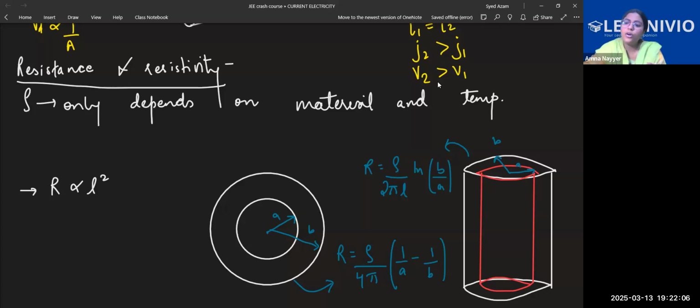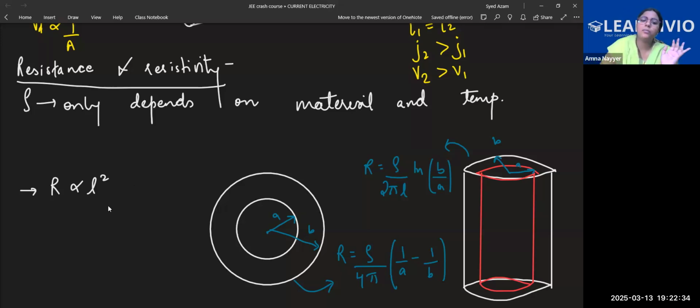So when we're talking about resistivity, this does not depend on length, because you have questions where variations with length will be given and you will be asked to compare the resistances and resistivities. For that, you should know that the resistance will definitely change, but the resistivity won't change. So this doesn't depend upon the length. It depends on material and the temperature. For two different materials, resistivity can be different.